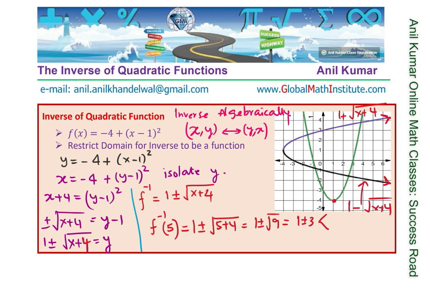And what do I get? I get 1 plus 3 as 4 and 1 minus 3 as minus 2. You get the idea. So at 5, we get two values, which are 4 and minus 2. So you see, if I take up this particular line of the inverse function, you can see clearly that we have these 2 points at 5 on the inverse function. So you see that.